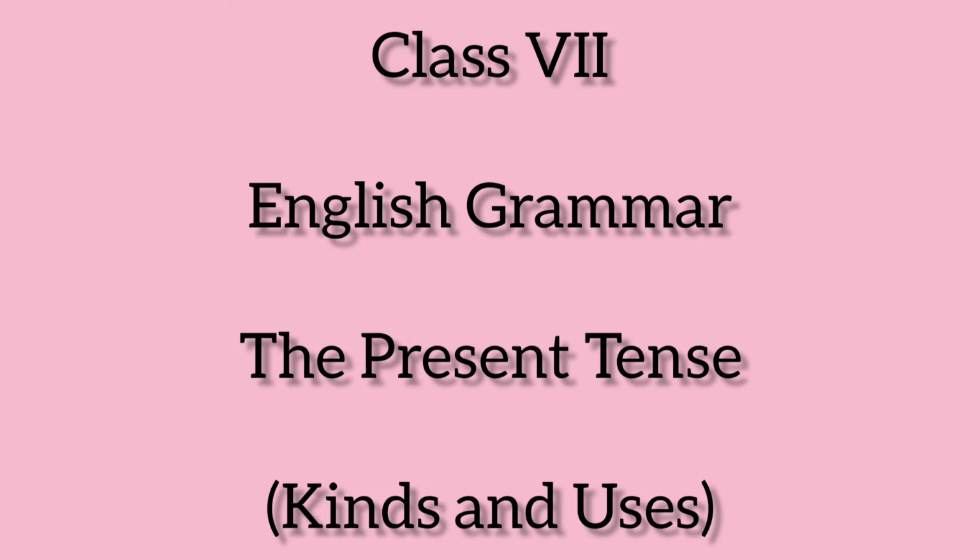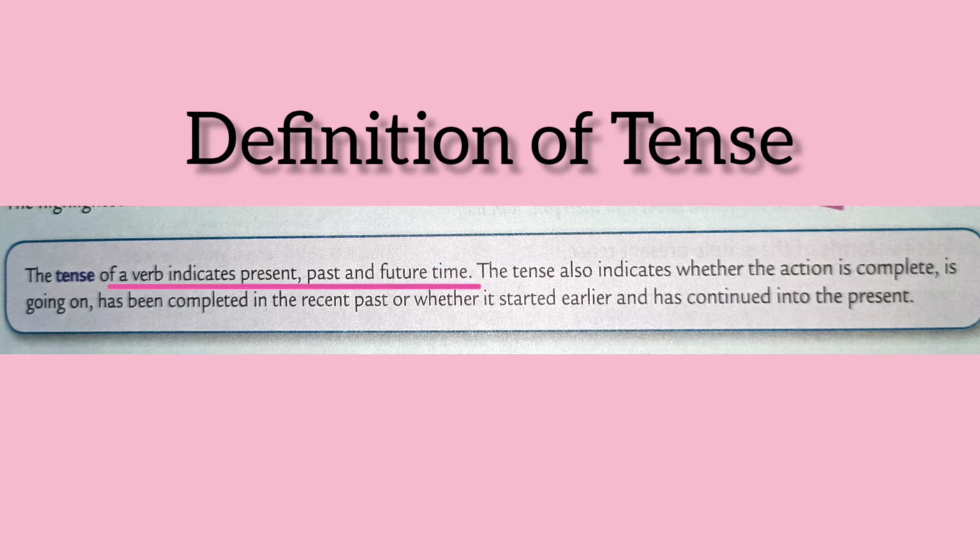In today's class, we are going to talk about expressing the present tense. Tense of a verb indicates present, past, and future time. The tense also indicates whether the action is complete, it is going on, has been completed in the recent past, or whether it started earlier and has continued into the present.